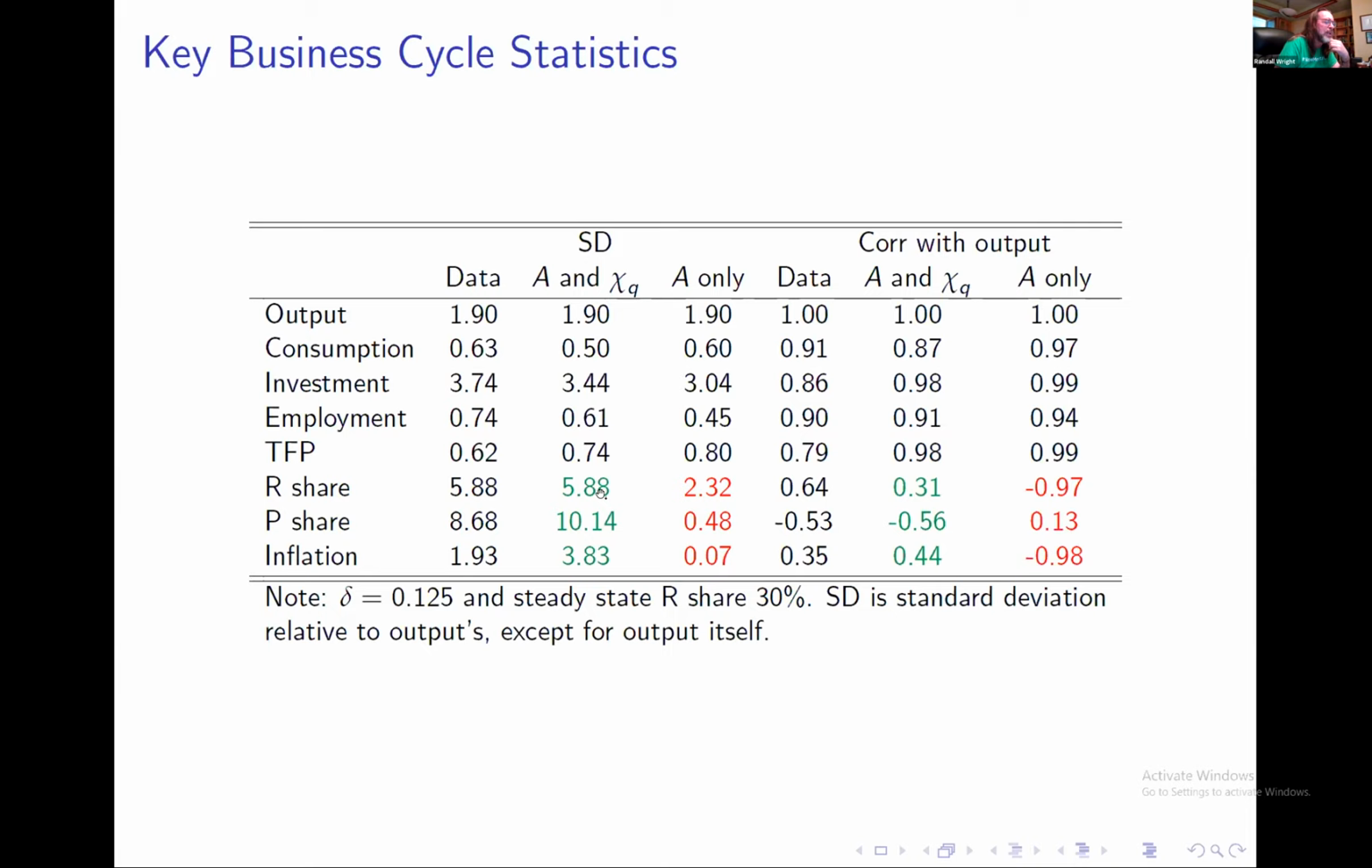Green, Yuzu thought of this last night, green is for go, red is for stop. With two shocks, the R share, that's one we target, looks pretty good. But look, the P share's volatility is good. Inflation volatility is maybe a bit too big, but it's better than being zero. Over here, the correlation with output for the R share takes the right sign. The P share takes the right sign and the right magnitude. Inflation output. So this model with two shocks, you have more freedom because you have another shock, but we add discipline because we have more targets. I would say mission accomplished.